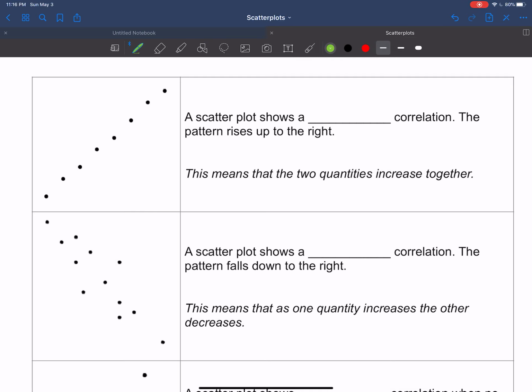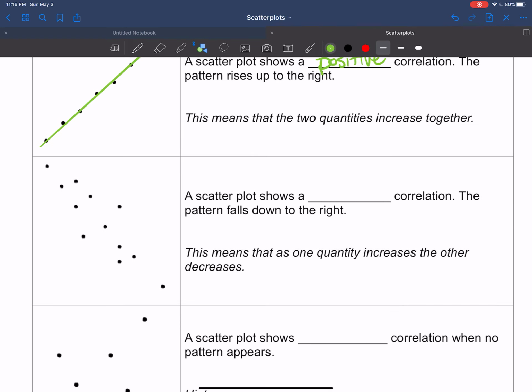Correlation. Here is a scatter plot that shows a positive correlation. So it's a line that increases. It's not exactly a line, but it's pretty much showing a line. The two quantities increase together. Over here we have a correlation that's decreasing, it's going down. So it's a negative correlation. It goes down to the right. So as one thing increases, the other thing decreases.